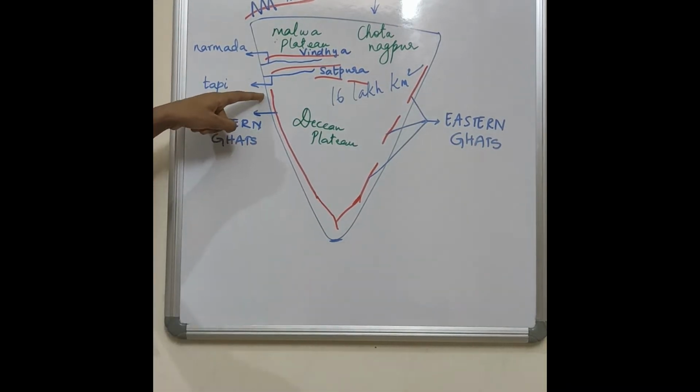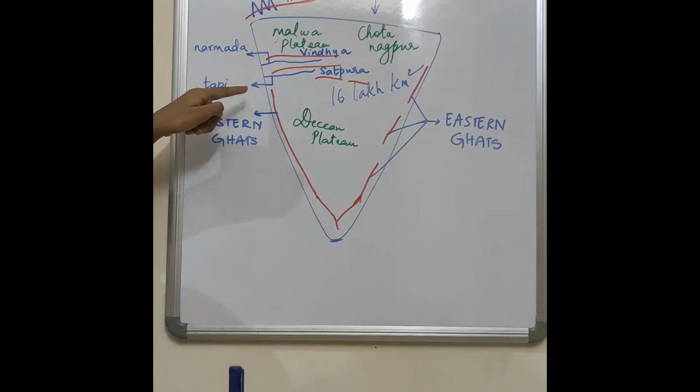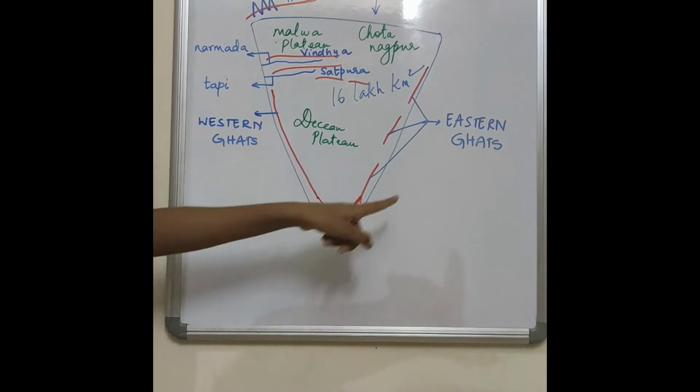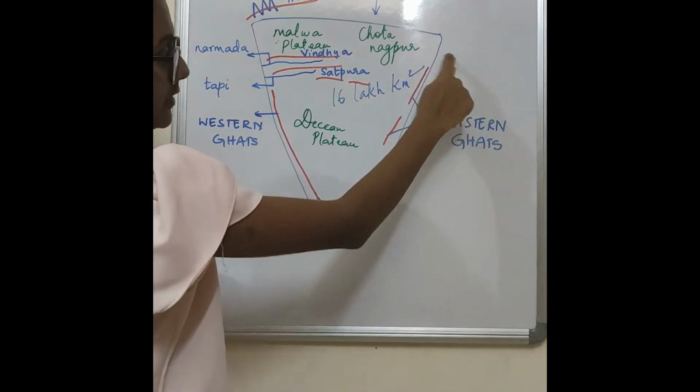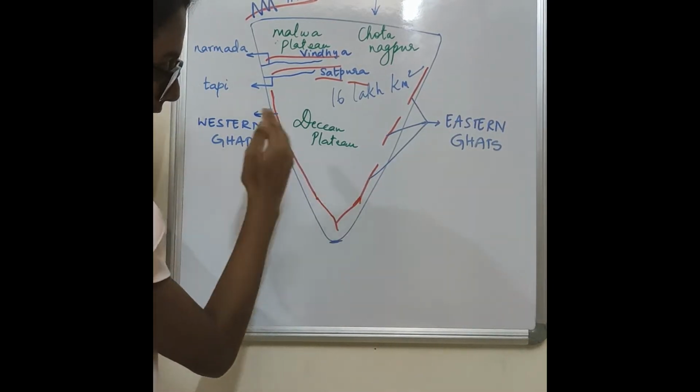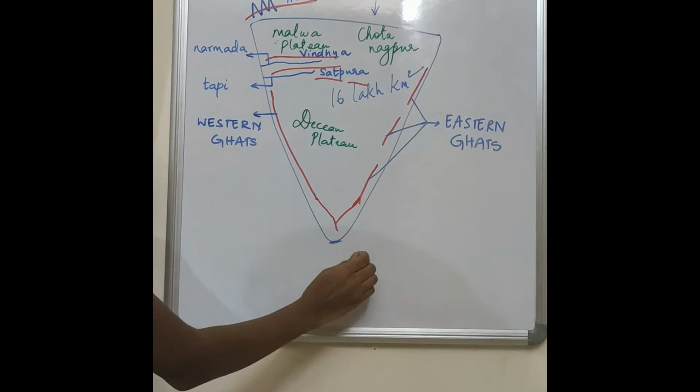And the Western Ghats start from the Tapi river valley in the north to Kanyakumari. Now the Eastern Ghats extend from the Mahanadi river valley over here in the north to the Nilgiri hills in the south, where they join the Western Ghats.